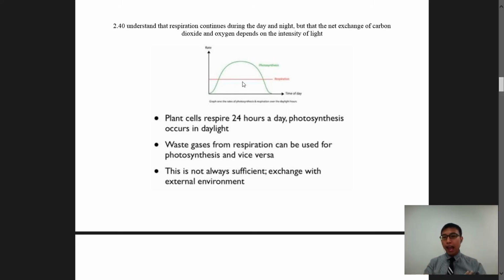But in any areas where your red line is above the green line, this is when you have a net release of CO2. Even though the plant could still be doing a little photosynthesis, it's not enough to produce the oxygen required for the respiration. So basically this is the graph, and you have to understand that the amount of light determines whether the plant is giving off more oxygen or more carbon dioxide. Okay, so far?